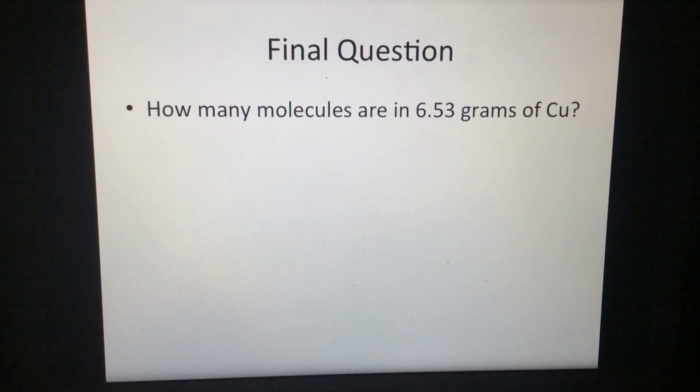How many molecules are in 6.53 grams of copper?